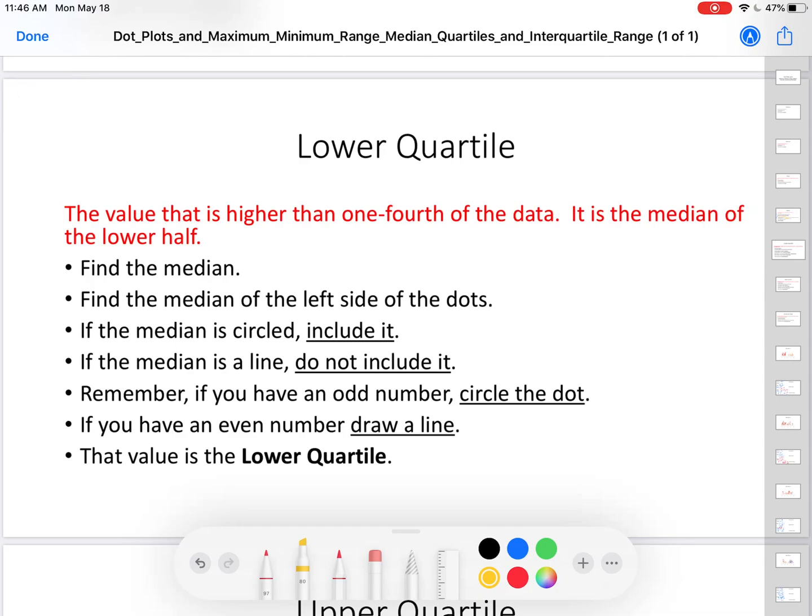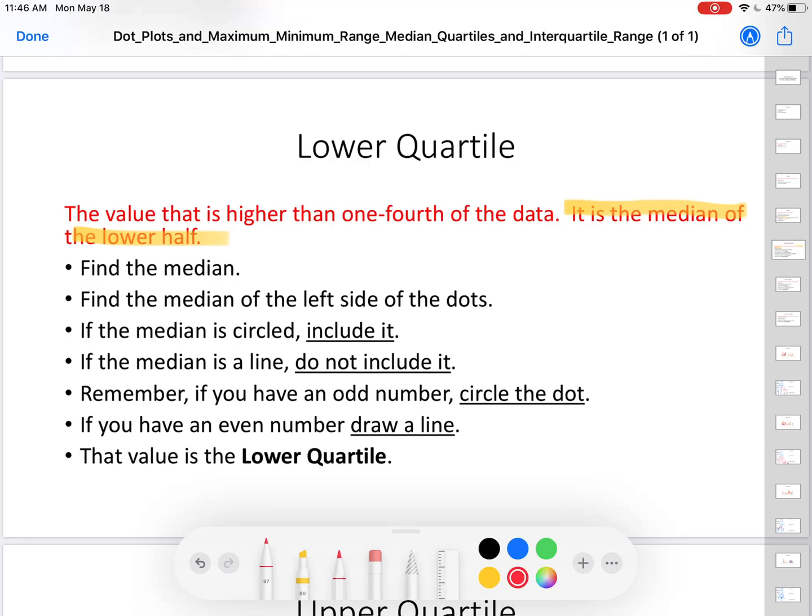All right, lower quartile. The value that is higher than 1/4 of the data. It is the median of the lower half. So simple. You find the median of the left side of the dots. If the median is circled, we include the median in that left side. If the median is a line, we do not include it. Remember, if you have an odd number, we circle the dot. If you have an even number, we draw the line. Whatever that value is, that's the lower quartile. So it is the median of the lower half.